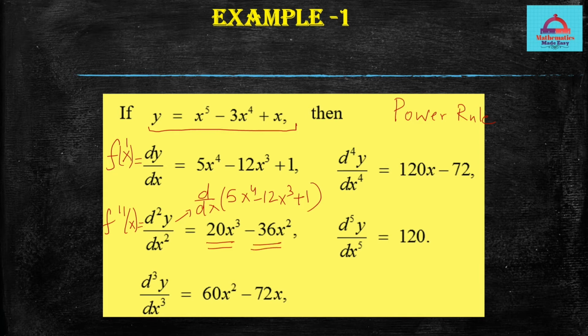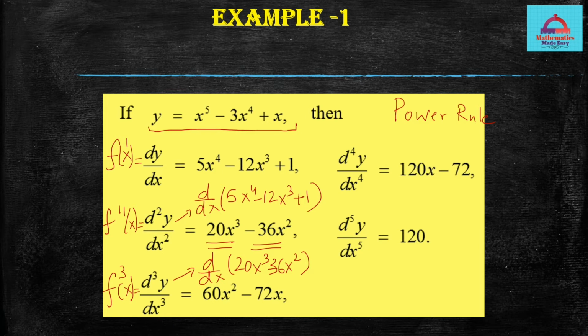Finally, for the next term, you have the third order derivative f'''(x), and you get this by doing the same process. So you differentiate 20x cube minus 36x square. Again, we are using power rule, 3 comes down, 60, power reduces by 1, x square. Again, for the second term, your 2 comes down, 72, and reduces by 1.